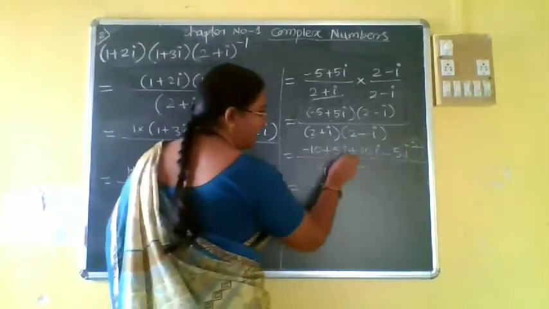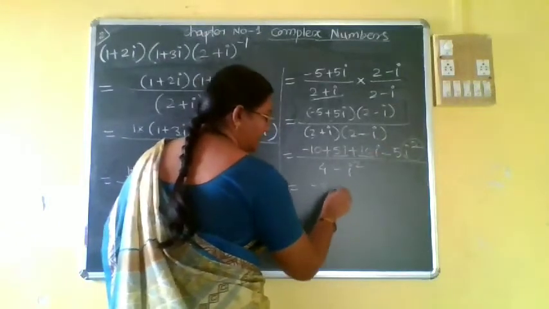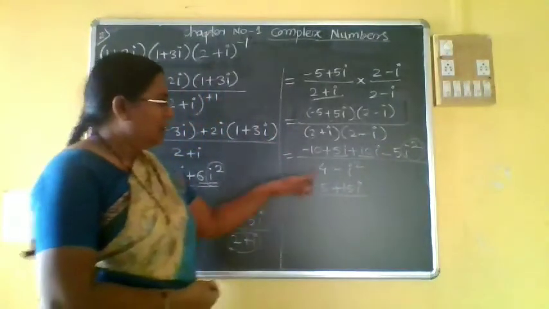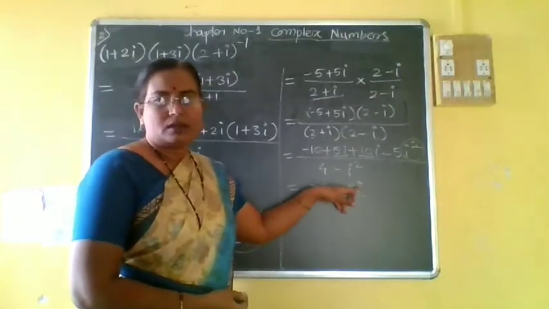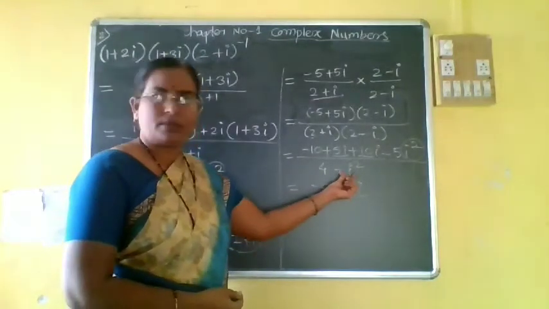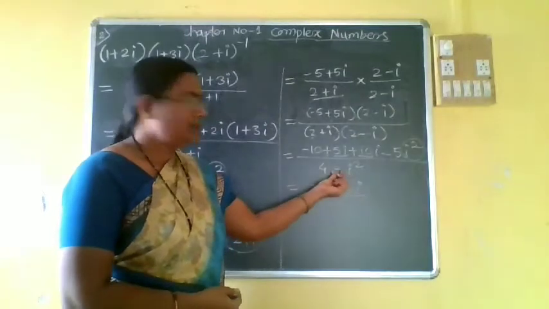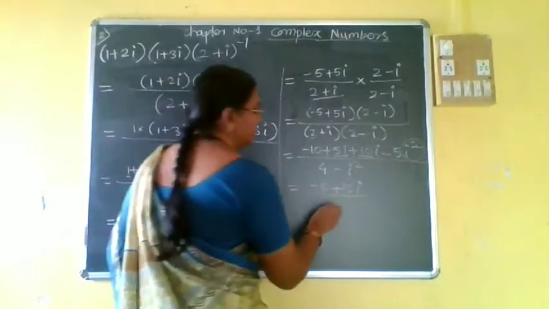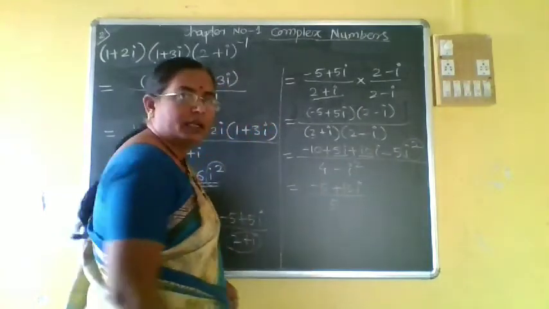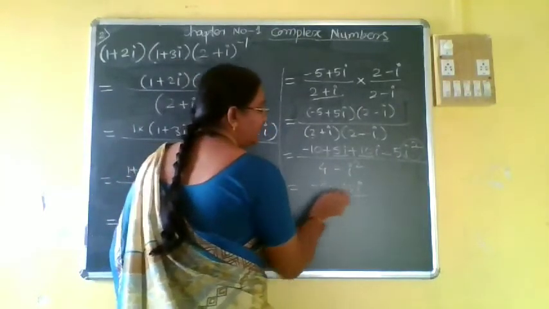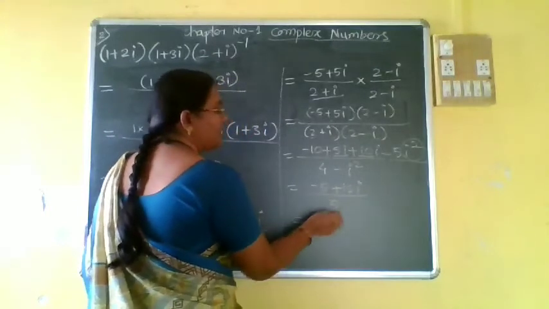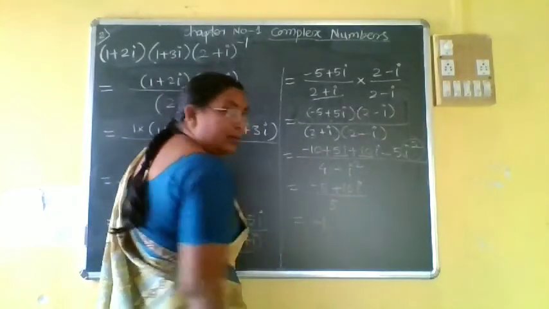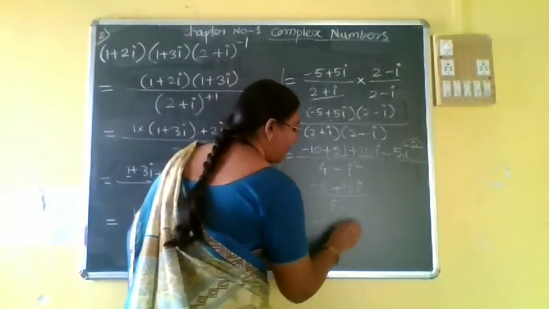Then plus 5i plus 10i becomes 15i, divided by 4 minus i square. 4 minus i square means minus 1, minus into minus becomes plus 1, so 4 plus 1 becomes 5. Divide by 5 with each term. That becomes 5 by 5, minus 1, and 15 upon 5 becomes plus 3i.